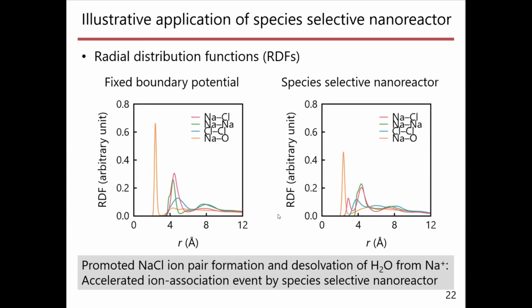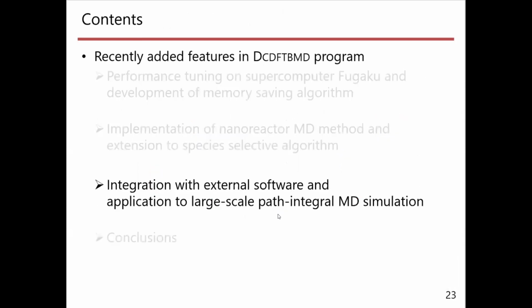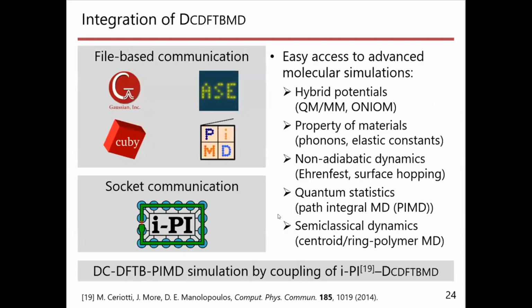And as a check of the structural properties, the radial distribution functions are plotted in this slide. The critical difference between without and with the species-selective nanoreactor is the appearance of the first peak for the sodium chloride pair and the decreased peak height for the sodium and oxygen pairs. These results highlight promoted sodium chloride ion pair formation and the dissociation of water solvents from the sodium cation species, leading to the acceleration of the ion association event and complementing the original nanoreactor MD method.